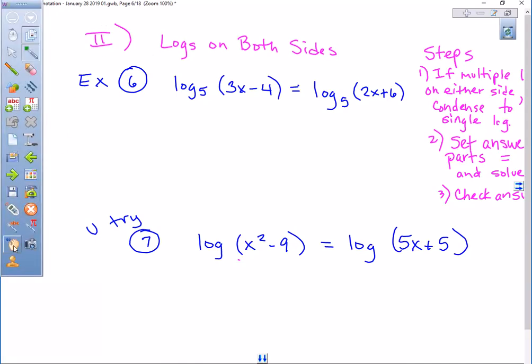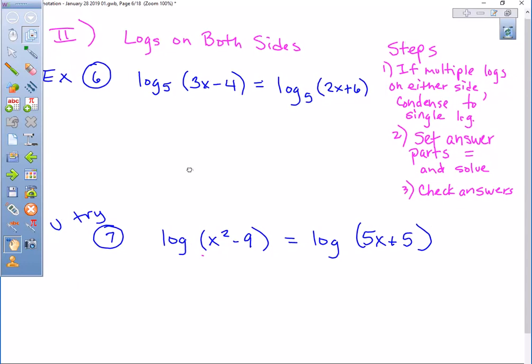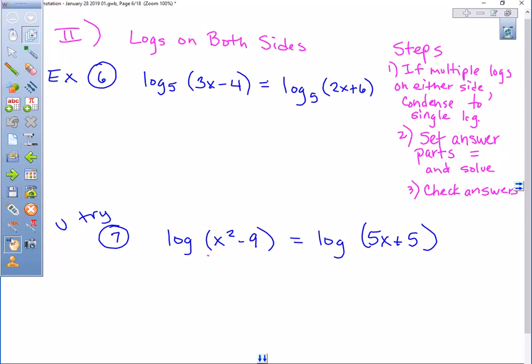Okay, so case 2. What if we have logs on both sides? So you're going to need to stop the video again, take a minute, write down the notes, and when you're ready, press play. Okay, so this says, what do we do when we have logs on both sides? Step 1, if you have multiple logs on either of the sides, you need to condense those to a single log. Then, once you have logs with like bases on both sides, all you have to do is set the answer parts equal and solve. And then you check to make sure your answer is valid.